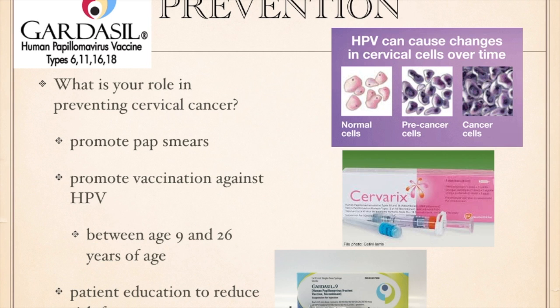So what is your role in preventing cervical cancer? Well, first of all, promote pap smears. You have girlfriends, you have wives, you have mothers, they still need to go in and get pap smears because the highest chance of dying from cervical cancer comes from not going in and getting the pap smear. We want to promote vaccination against HPV. We're still only giving it to girls between age 9 and 26. And we want to educate our patients about reducing risk factors.